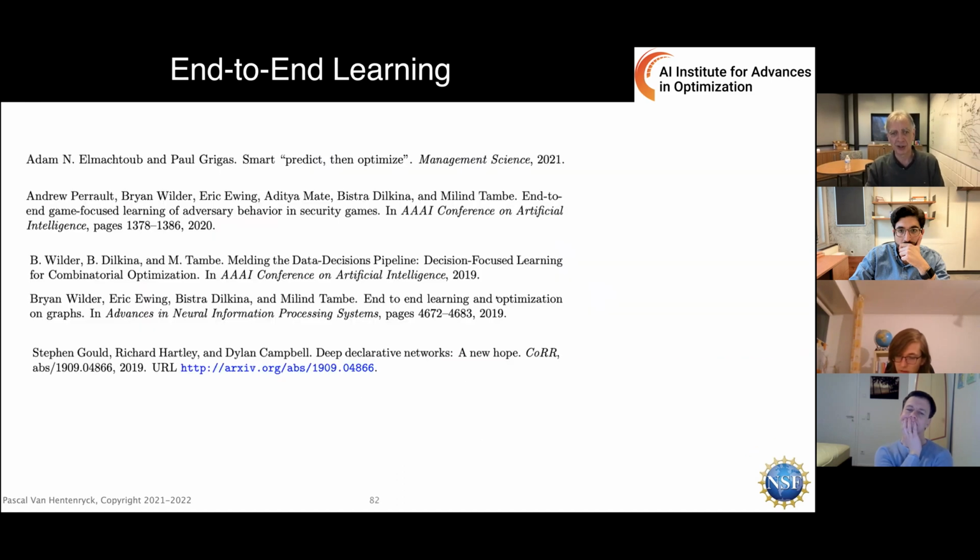And there is a lot of work in that area in different communities, in the OR community, in the AI community. These are some of the papers. We're going to use some results from the first one. They are very complementary to results by Bistra and her colleagues in other works. And this is also an interesting paper, which is more focused on continuous problems and not discrete problems.